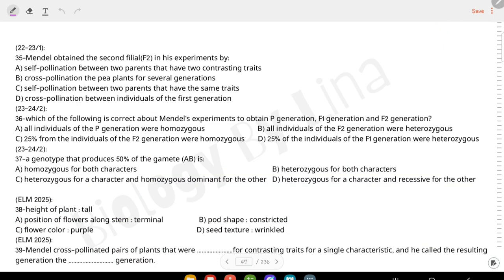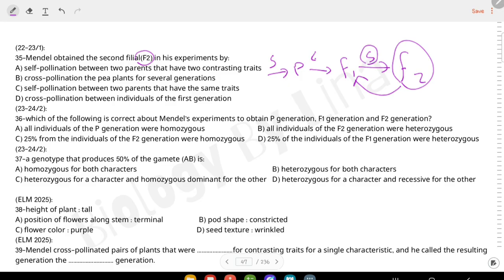Now, question 35, Mendel obtained the second filial generation in his experiment by... We said that you can draw this pattern, that we have parent, the parent gives F1, and we get F2 from the F1 generation. Here we have S and C, self and cross. How do we get F2? We get F2 from the F1 generation by self-pollination. So first of all, we will omit these two, cross-pollination.